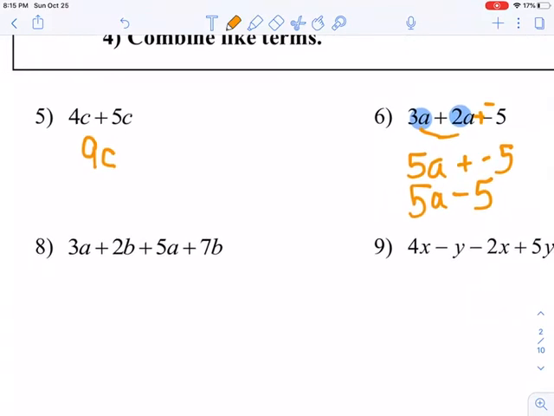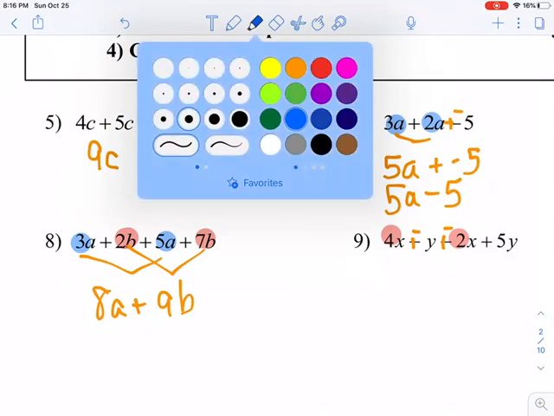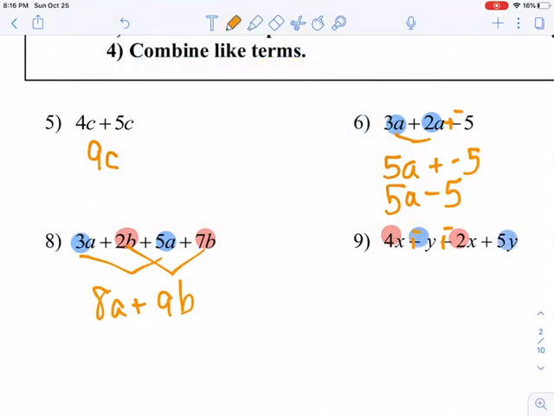All right, look at number 8. We have all addition, so that's good. I've got an A here and an A here, and then I have a B here and a B here. So let's combine. The A's make 8 A's, and the B's make 9 B's. And number 9, I'm going to go through and change these to plus negatives. We can combine the X's, and we can combine the Y's. All right, so the x's make 2 x's, and the y's make 5 plus, and you can put a 1 in front of that y, would make 4 y's.